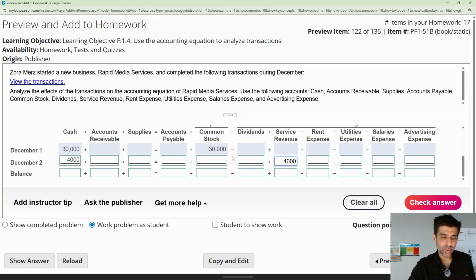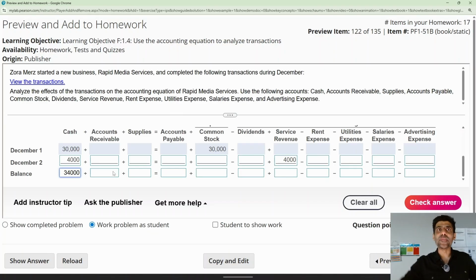Okay, so I don't have to put it, it's the next line where I put the balances for everything. This line for December 2nd is just this one transaction. What happened? What accounts were involved? Now I'm going to put the balance because I had the 30,000 in cash from before plus this new 4,000 from this transaction. So my total is 34,000.